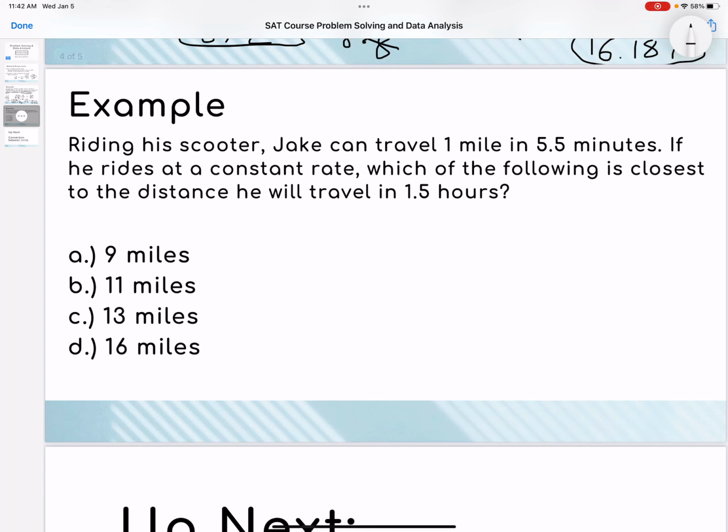All right, let's try one more example. Riding his scooter, Jake can travel 1 mile in 5.5 minutes. If he rides at a constant rate, which of the following is the closest to the distance he will travel in 1.5 hours? All right, so once again, let's get our initial ratio here, which is 1 mile over 5.5 minutes. And then we're looking for the distance, which of course is going to be miles, right? So X miles.